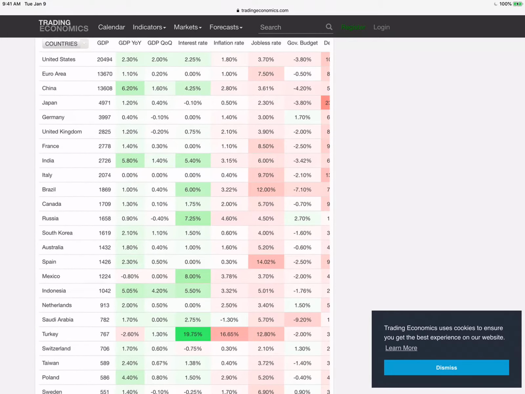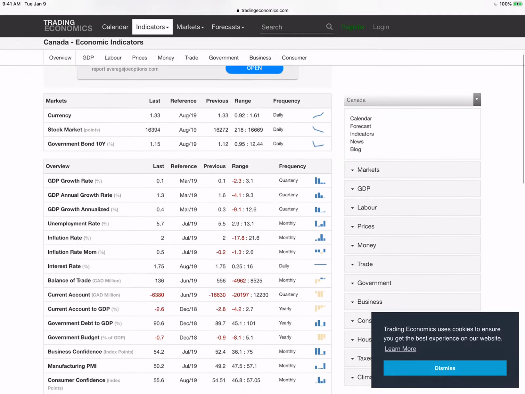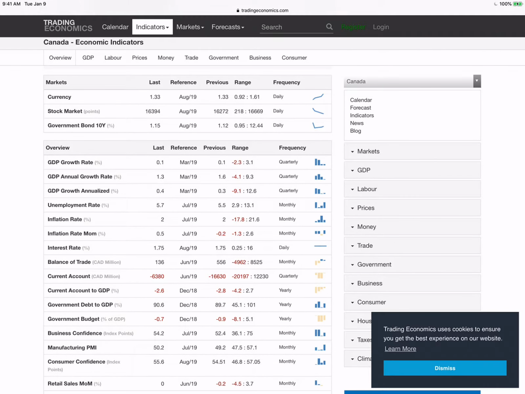And if I scroll down to the bottom of that page, I can choose which country I want to look at, and I can choose what statistics I want to look at. So for example, if we want information about Canada, we can go in and you can see growth rates, balance of trade, we can see interest rates, we can see inflation rates, unemployment rates. So a lot of that data we've already been looking at, you can also find here in Trading Economics.